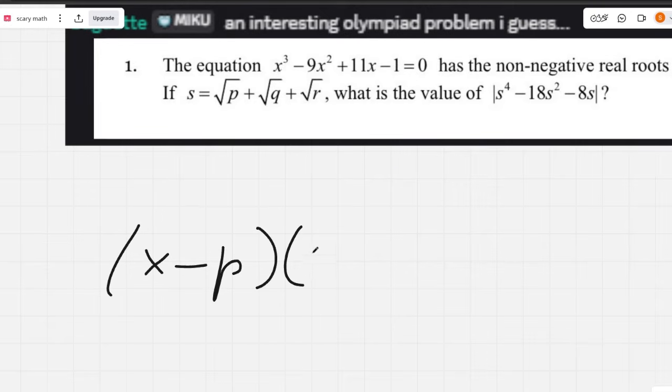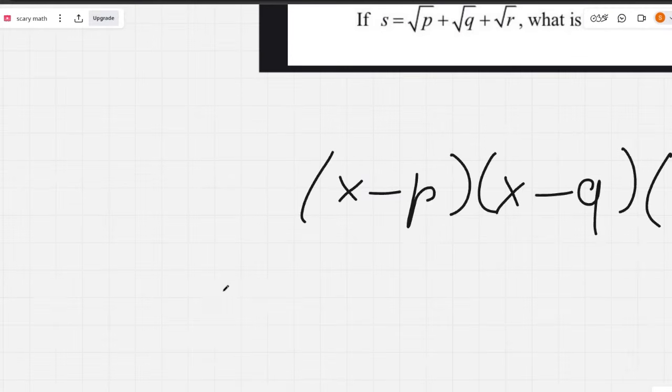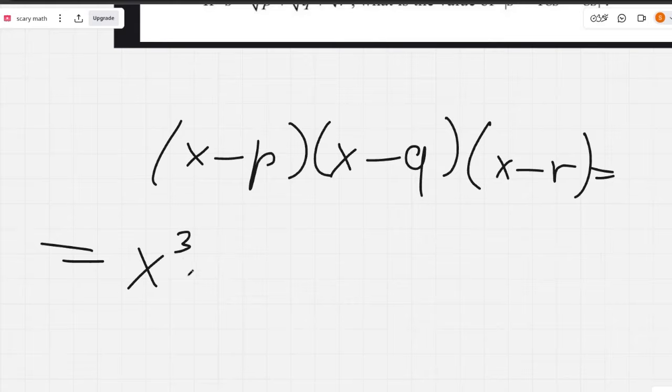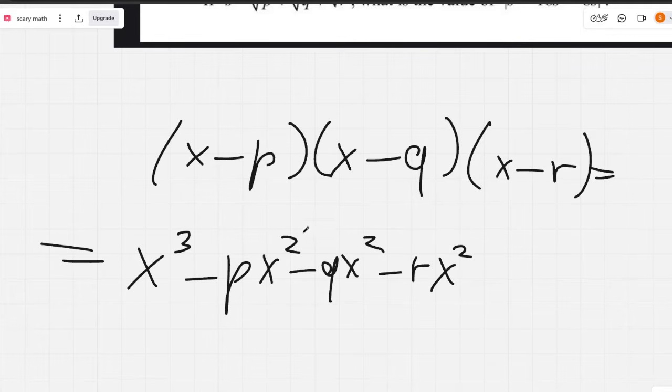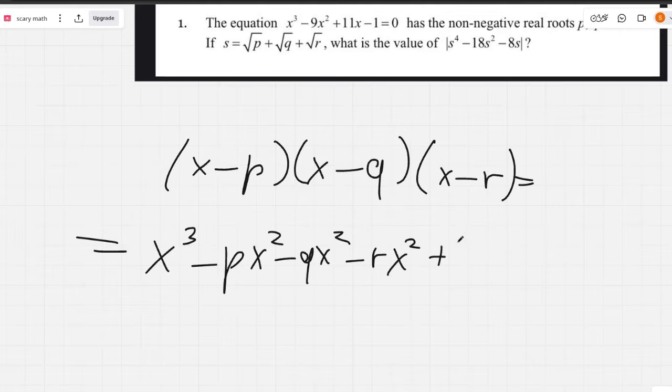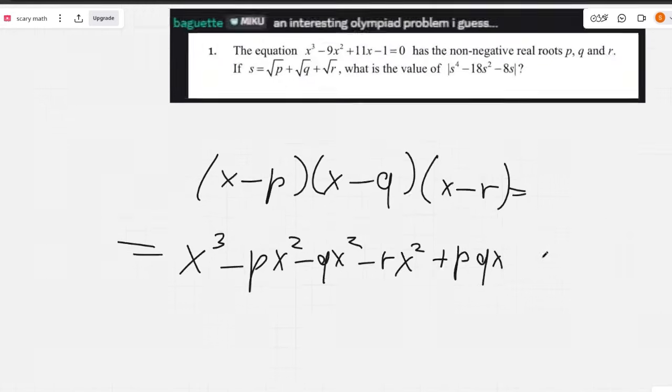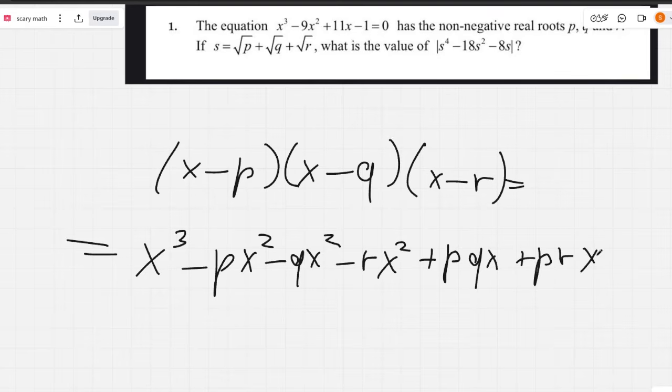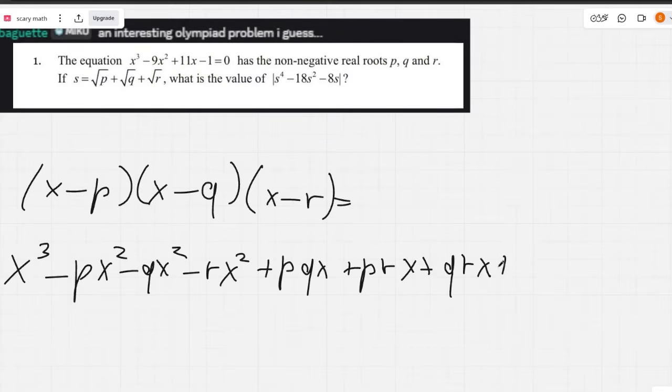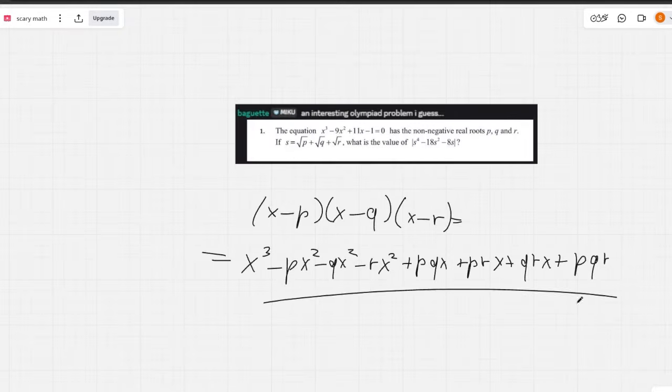x minus p times x minus q times x minus r. Let's open the brackets. We get x cubed minus px squared minus qx squared minus rx squared plus pqx plus prx plus qrx plus pqr. And from this we can infer some facts about p, q, and r.